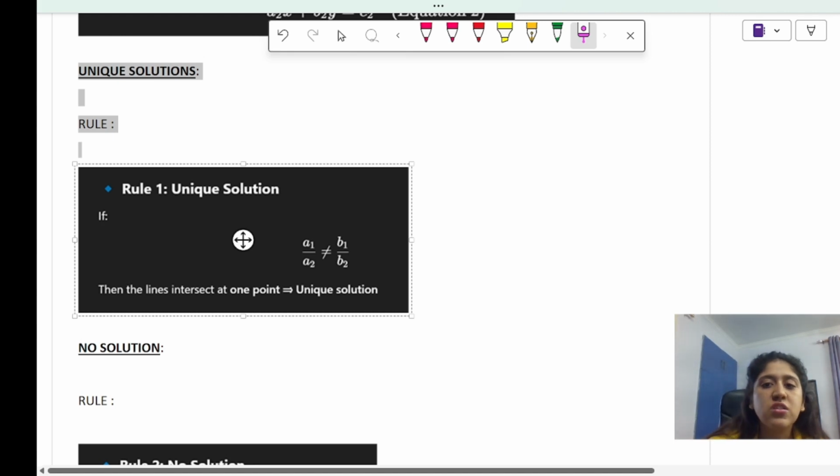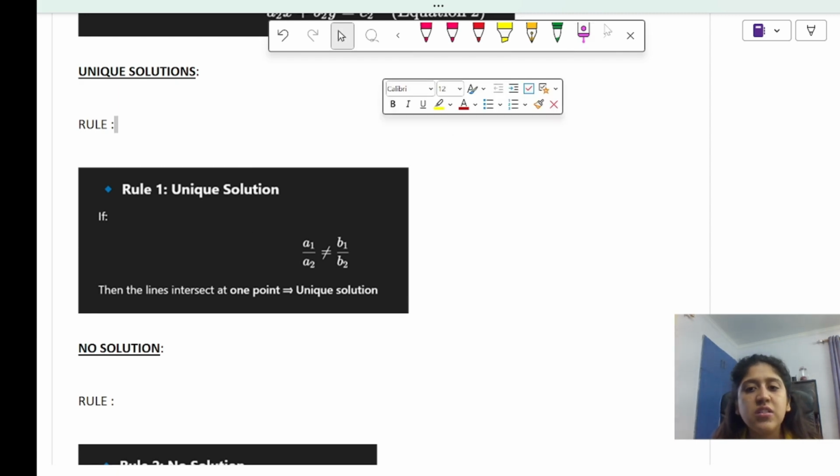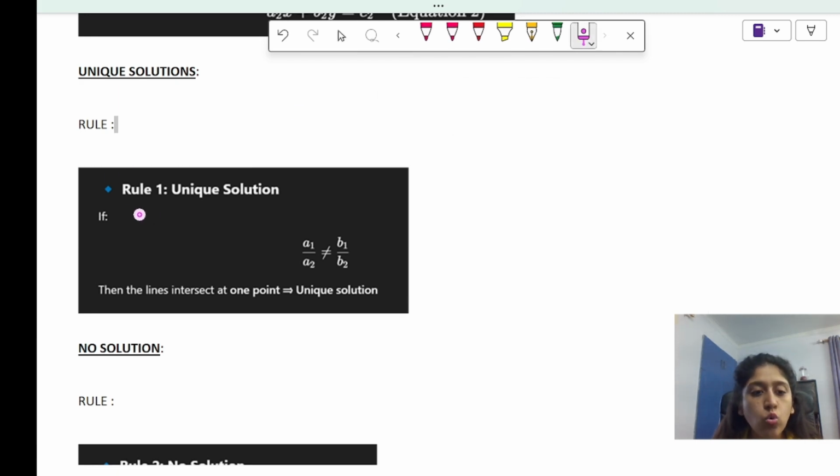ठीक है, हम लोग unique solutions कैसे बना सकते हैं, that we are gonna learn, ठीक है. Let's start. So first is our rule number 1. What is the rule? What we have to do? We have to actually check a1 by a2, b1 by b2, and if they are not equal, then it is a unique solution. I hope this concept is clear.